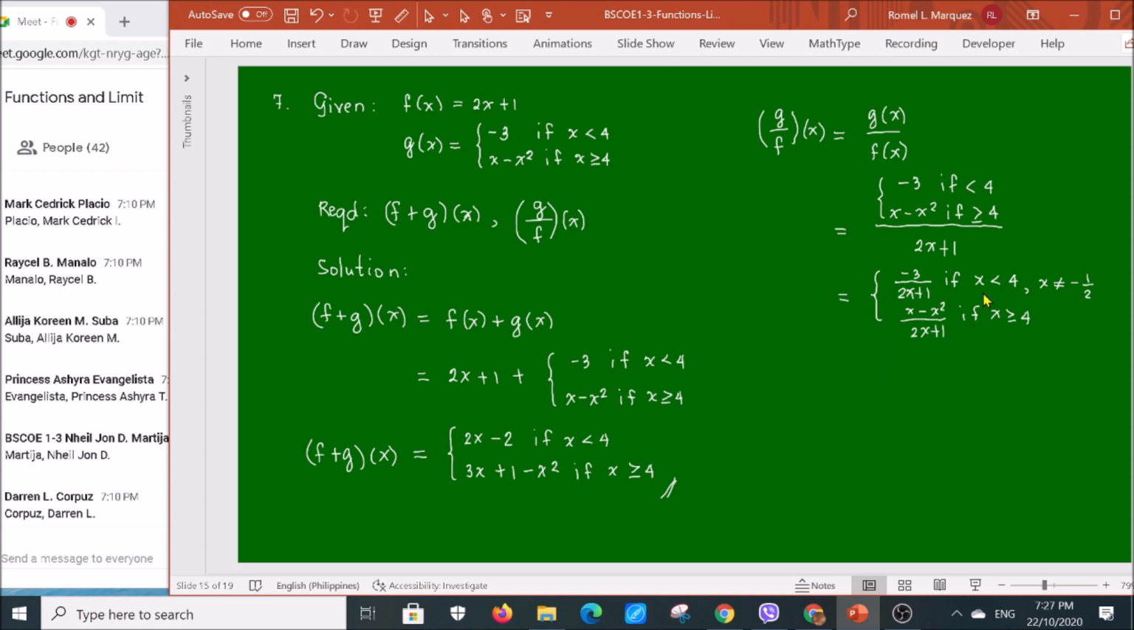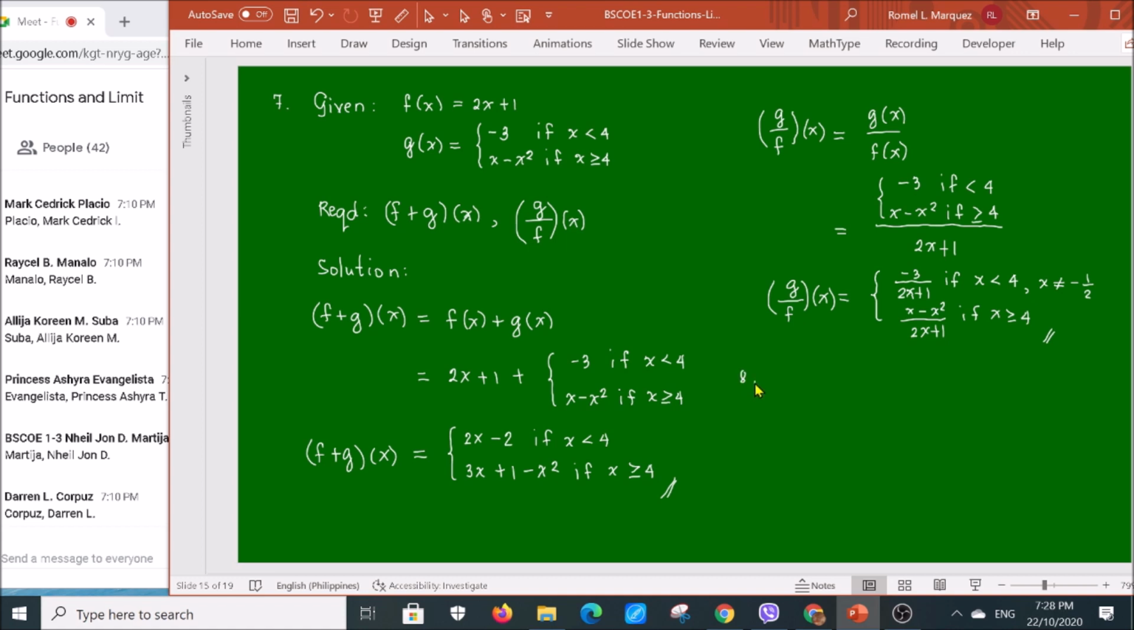So we have, again, x is not equal to negative 1/2 when x is less than 4, when you have your function g over f as negative 3 over 2x plus 1. So this is the quotient of g over f. When g over f is applied to x, we get this piecewise function. Okay? Question, guys?